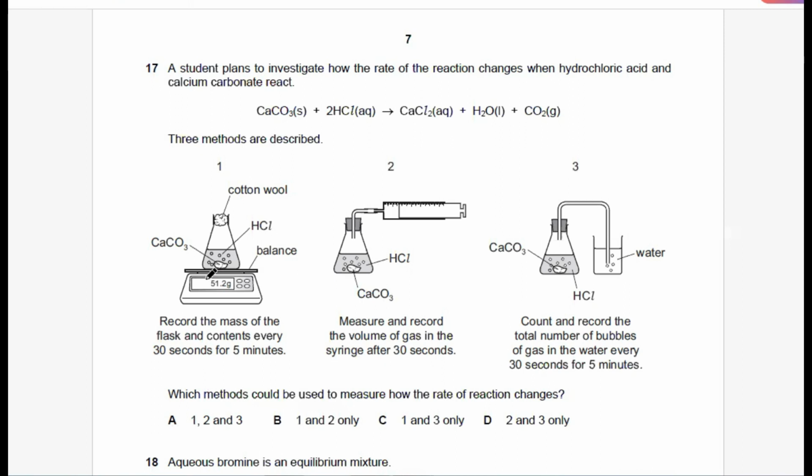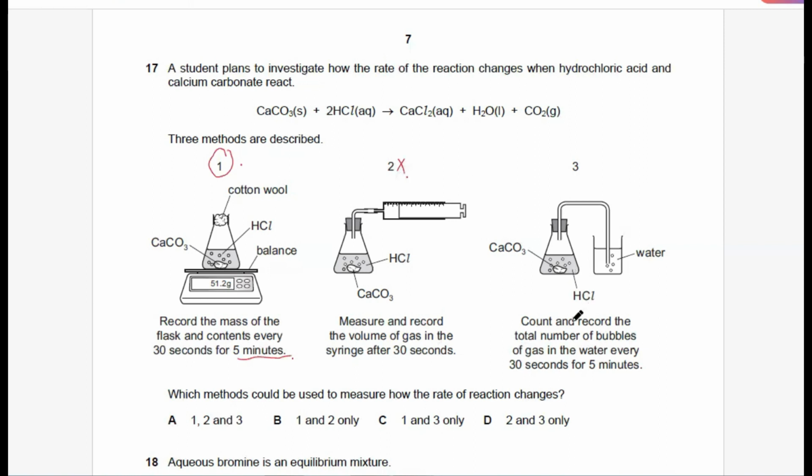The first one: record the mass of the flask and the contents every 30 seconds for 5 minutes. Every 30 seconds for 5 minutes we can do this. For the second one: measure and record the volume of the gas in the syringe after 30 seconds. After 30 seconds, because for 5 minutes we are doing it now, we don't know whether it will be completed in 30 seconds. It won't be, obviously, it takes time. So we cannot go for this one.